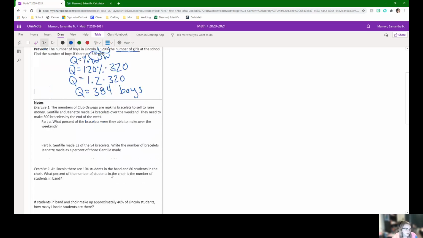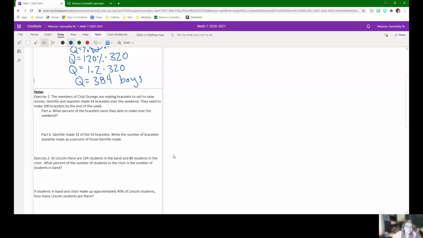Let's look at our notes here. So exercise 1. The members of Club Oswego are making bracelets to sell to raise money. Gentile and Jeanette made 54 bracelets over the weekend. They need to make 300 bracelets by the end of the week. So part A says, what percent of the bracelets were they able to make over the weekend?